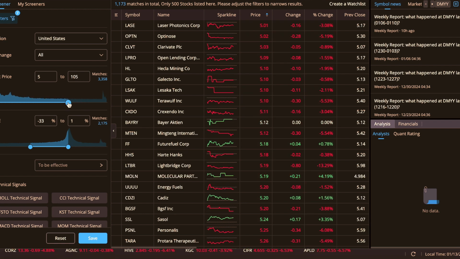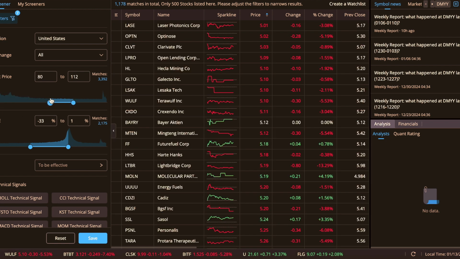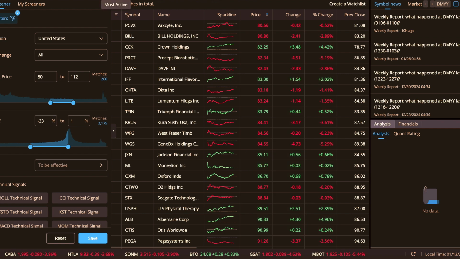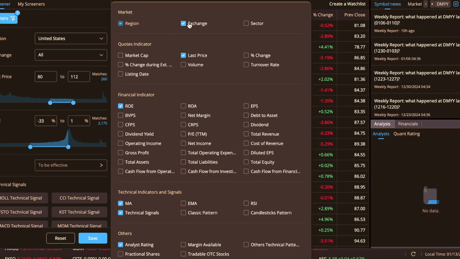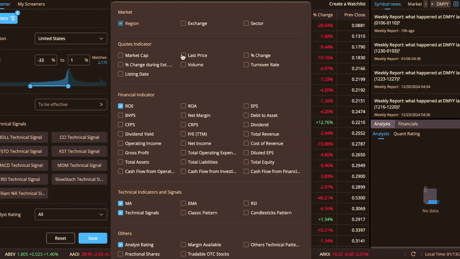Or maybe you're just looking for ones that are $80 to $112, something like that, right? And you can see the results update really quickly. Part of the reason why I like Webull here is just as you make adjustments, you very quickly see how many matches you have. Because sometimes you're going to throw in combos of stuff, and it's going to return little to no results, and you might want to have more results than that. So you might want to adjust your filters accordingly.